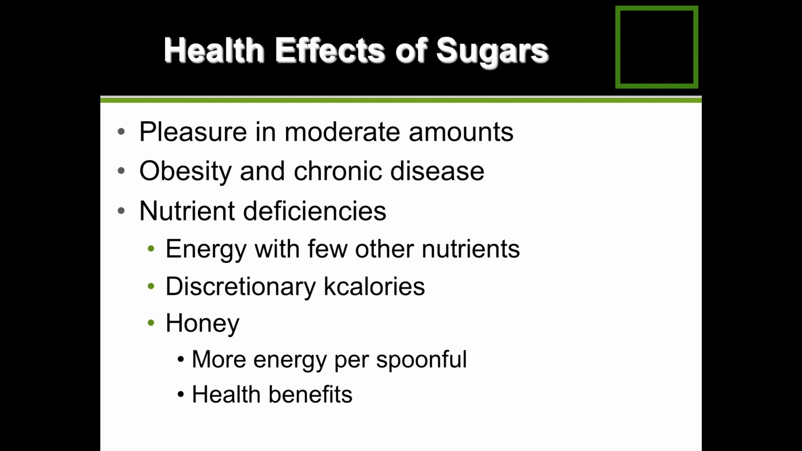Honey also counts as sugar because you get more energy per spoonful than regular sugar, so more calories, but it has more health effects. For example, it has antimicrobial effects. So honey is actually pretty healthy for you. But if you're diabetic, you have to be careful. It's still going to spike your blood sugar.